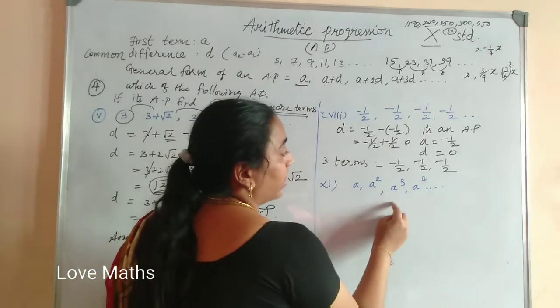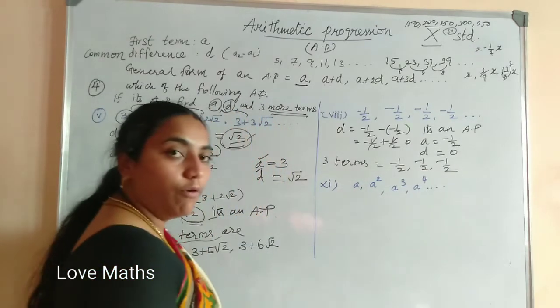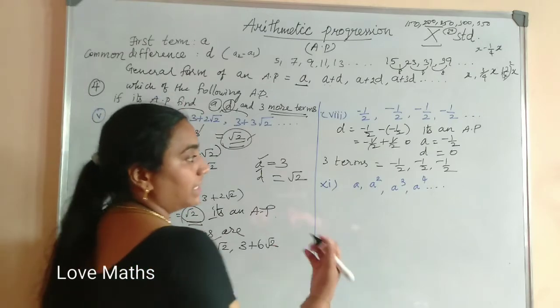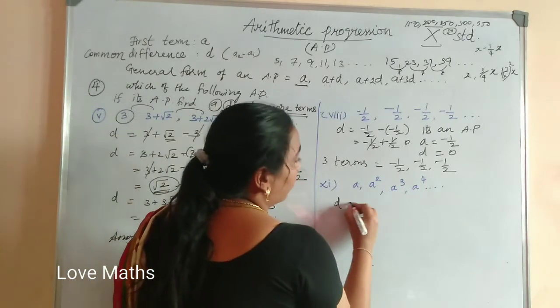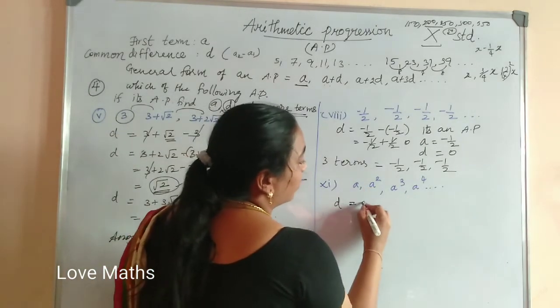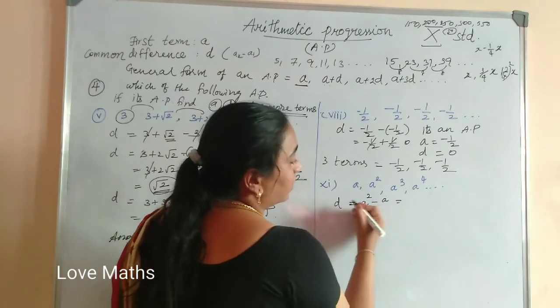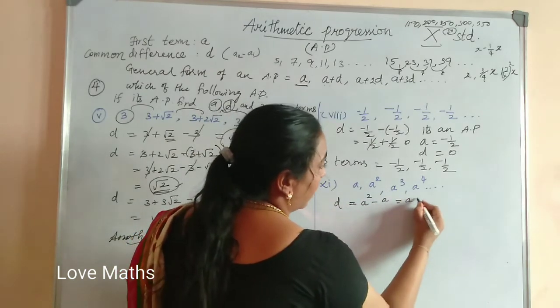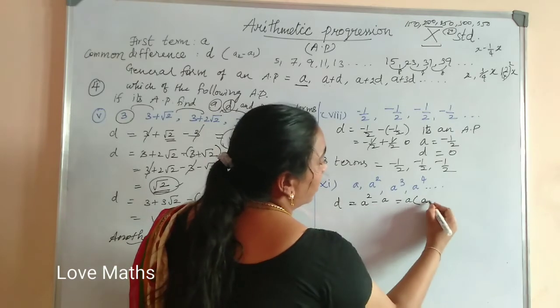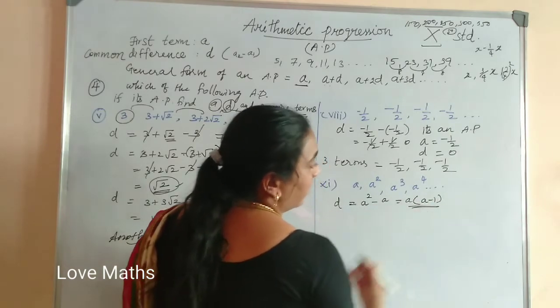Next, another question: a, a square, a cube, a power 4. First we have to check whether it is an AP or not. The D value is second term minus first term, a square minus a. In these two terms, which is common? a is common. You can take a outside, remaining a minus 1. This is the D value.